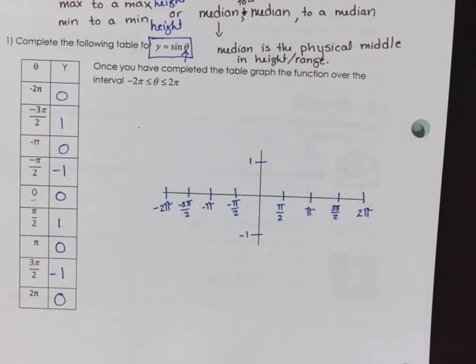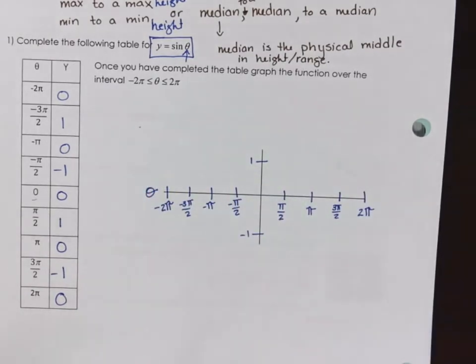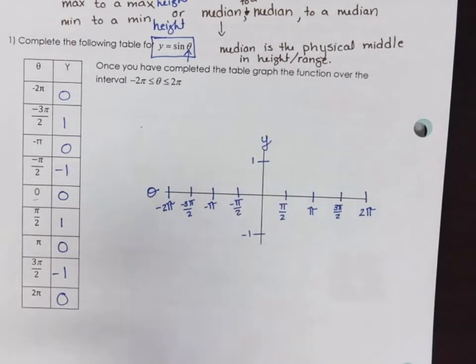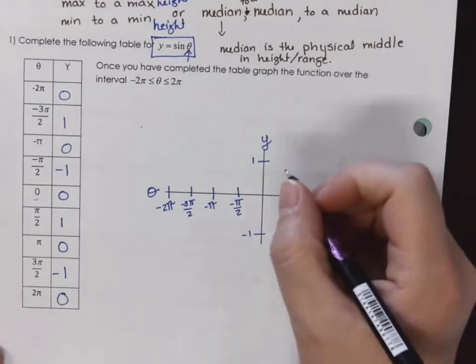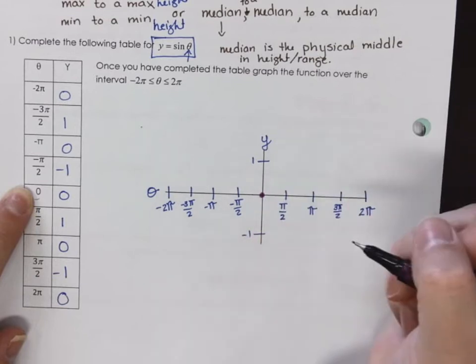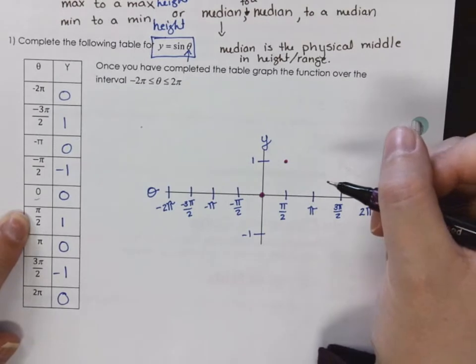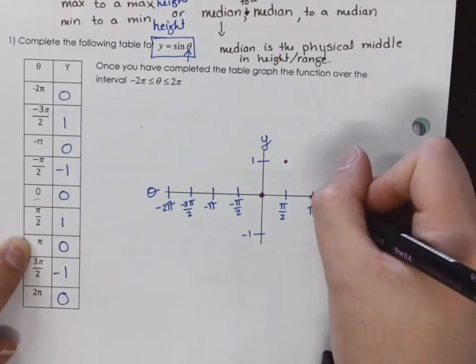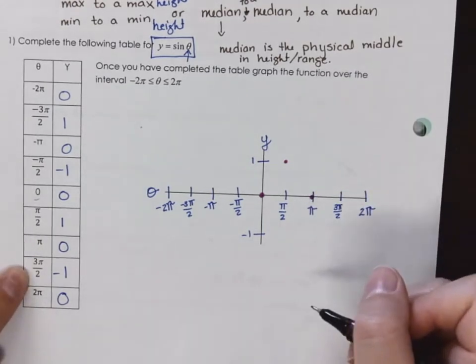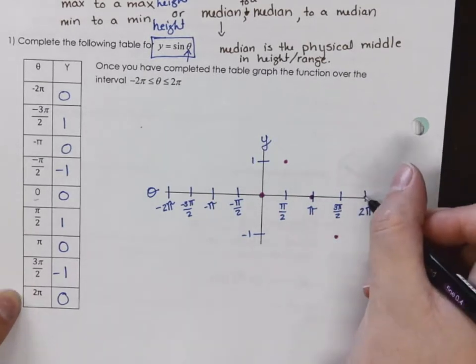Alright, so remember that this is theta. It's usually your x-axis, but really it could be anything. And this is your y-axis here. So when theta is 0, what's y? It's also 0. When it's pi over 2, I'm at 1. When it's pi, I'm back to 0. When it's 3 pi over 2, negative 1, 2 pi, 0.